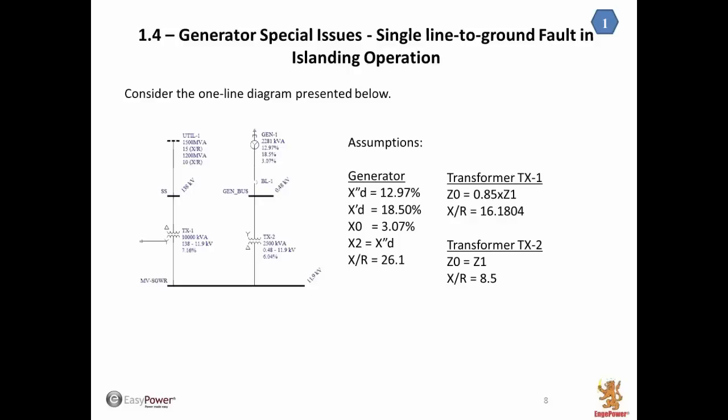Now we are going to talk about single line to ground fault when we have generators in parallel with the utility. In this situation, what we have is the utility supplying this medium voltage switchgear through a 10 MVA transformer, and we have the generator supplying the same bus through a 2.5 MVA transformer. So the generator data is presented here, and the transformer impedance 0.6 and X over R are presented here. The positive sequence impedances are presented on the diagram.